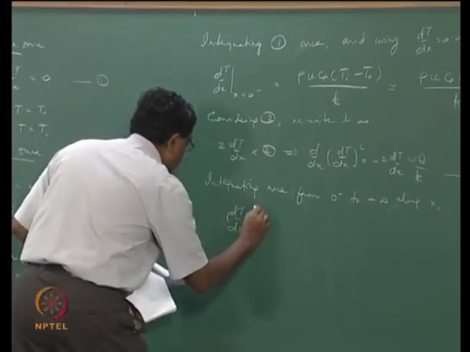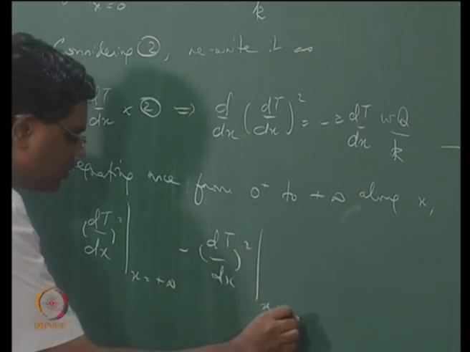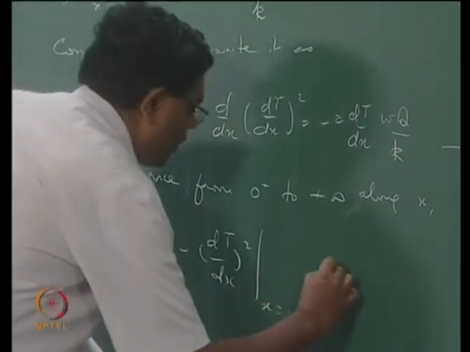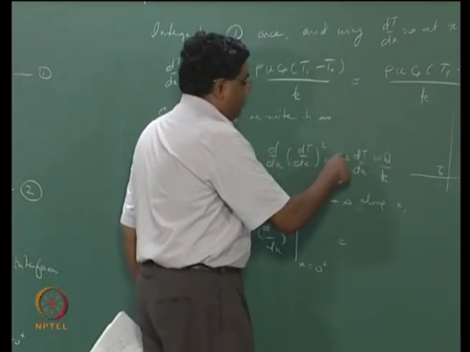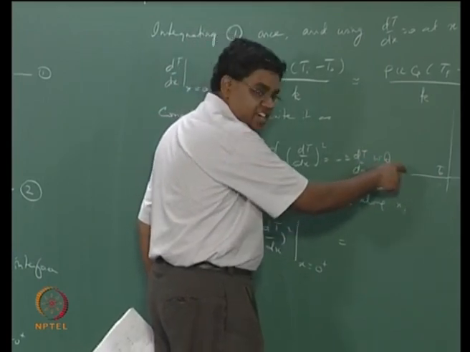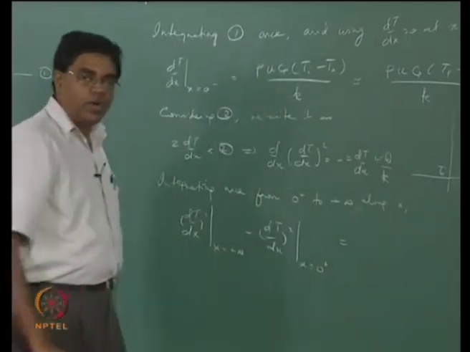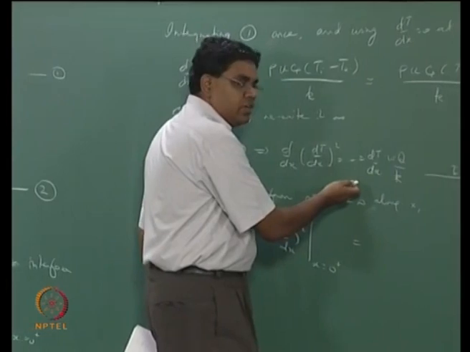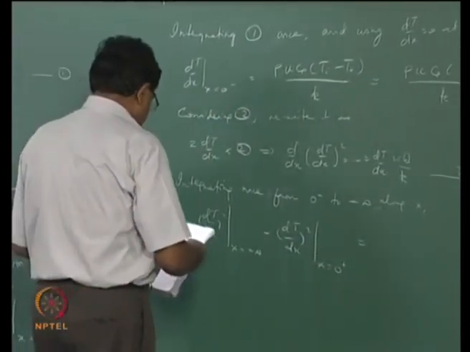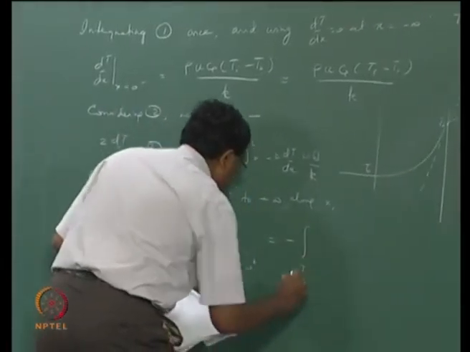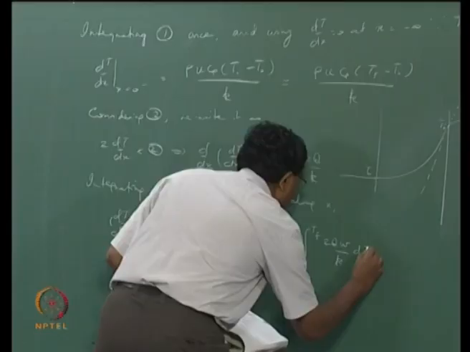dt by dx the whole squared evaluated at x equals plus infinity, minus dt by dx the whole squared evaluated at x equals 0 plus, equal to, you're going to have this integrated from 0 plus to infinity minus 2 dt by dx wq divided by k times dx. So you could actually say this is not really an integral with respect to x anymore, it's an integral with respect to t. Okay. So then of course what you have to do is realize that the limits of the integral have to be substituted in terms of temperature instead of x location value. Therefore we can write this as minus integral Ti to Tf 2q W divided by k dt.